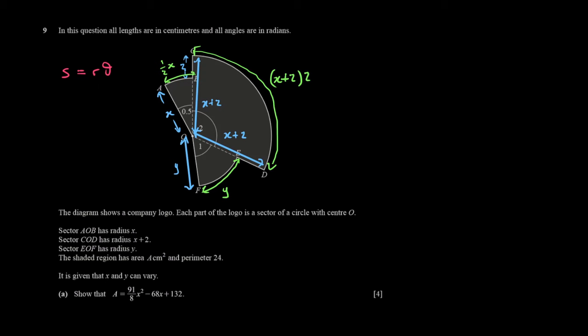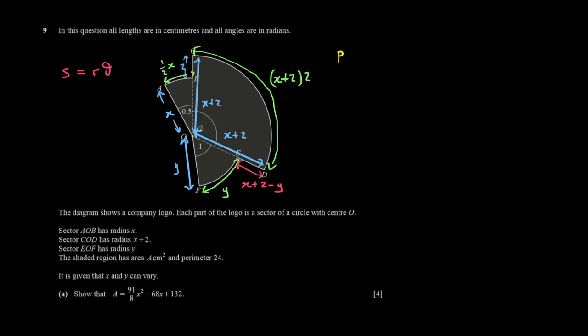And I think the last thing we just want to be a little bit careful about is a bit of a trap here, I think. A lot of people are going to assume that that length is 2. But if you think about it, it's got to be x plus 2 minus y, because this length here, remember, is not x, that's y. So that length is x plus 2 minus y.